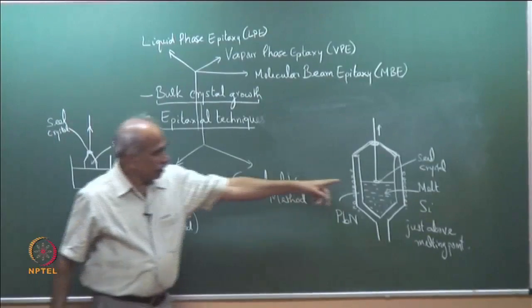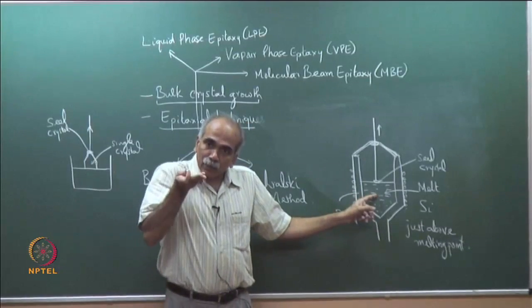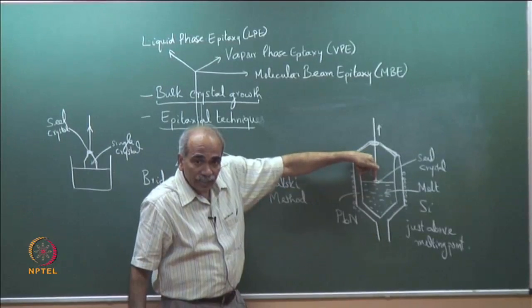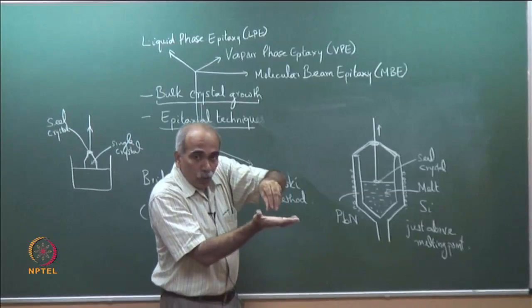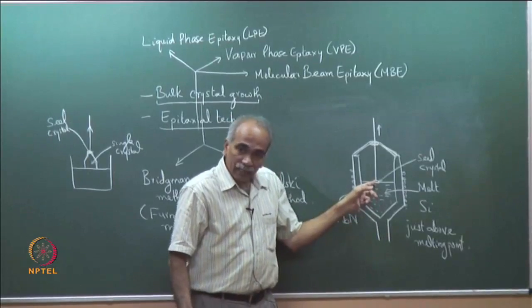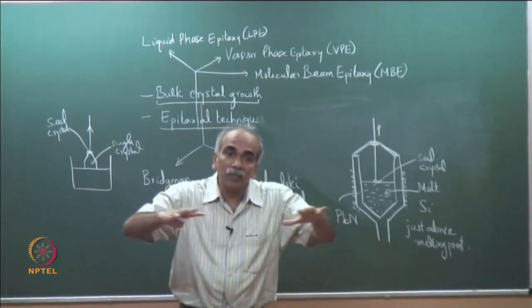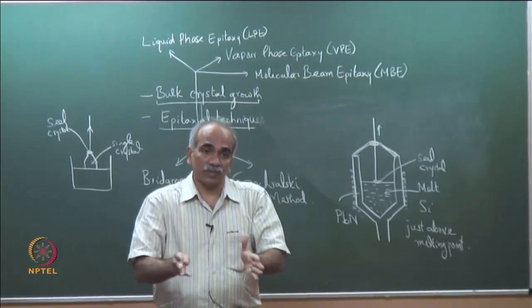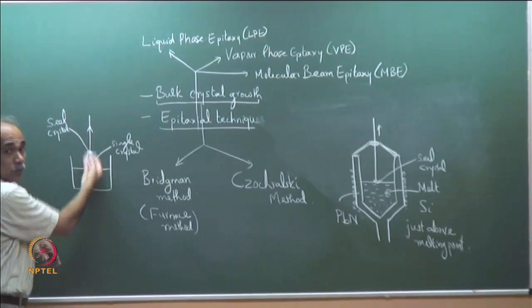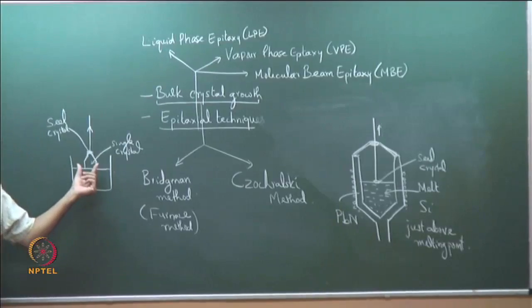To begin with, the seed is in the melt. The melt has a temperature just above the melting point, and you start very slowly pulling the seed crystal. The melt which is in contact with the seed, when it comes up, it crystallizes. And because it is in contact with the seed, it crystallizes with exactly the same lattice structure, with the same directions. Therefore, you have a single crystal, and if you control the pulling speed, then this diameter can be varied. That is, the size of the single crystal could be varied.